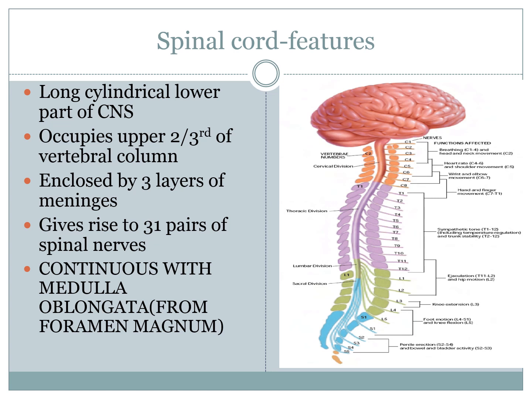It is enclosed in three protective layers. These are called meninges, as the whole brain is also covered in these three layers, that is dura mater, arachnoid mater and pia mater.